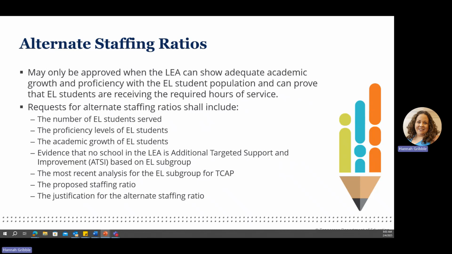Requests for alternate staffing ratios shall include the number of EL students served, the proficiency levels of EL students, academic growth of EL students, evidence that no school in the LEA is additional targeted support and improvement based on the EL subgroup, the most recent analysis for the EL subgroup for TCAP, the proposed staffing ratio, and the justification for the alternate staffing ratio. Alternate staffing ratio requests should be sent to the Office of the Commissioner.